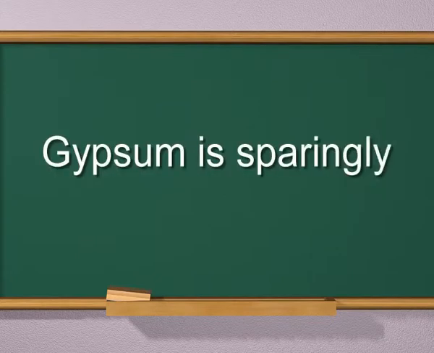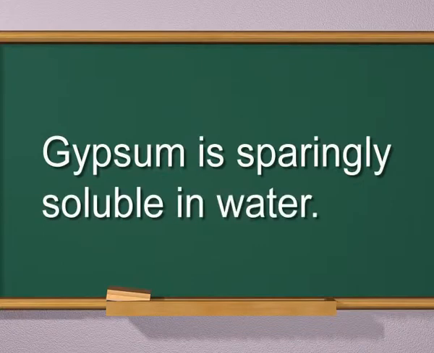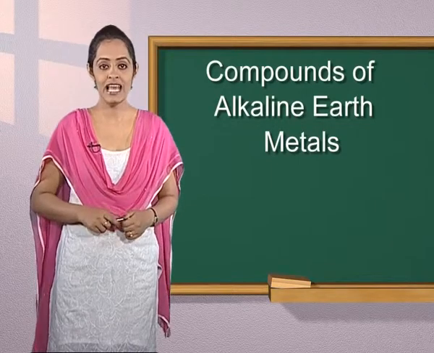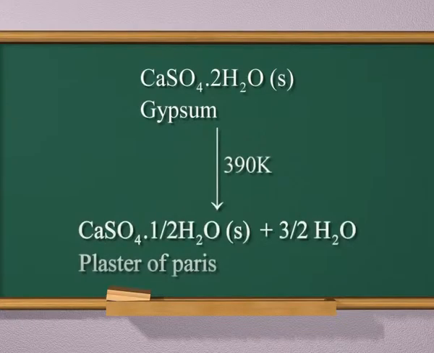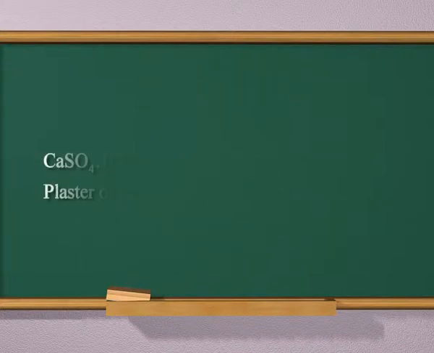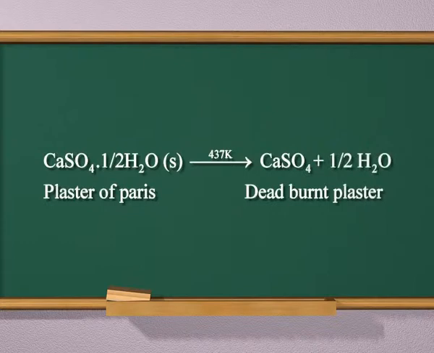Gypsum is sparingly soluble in water. Upon heating, its solubility decreases. Upon heating to 390 Kelvin, it gets dehydrated to plaster of Paris, which is CaSO4.½H2O. Upon further heating to 437 Kelvin, it gets completely dehydrated to form anhydrous calcium sulfate, also called dead burnt plaster.